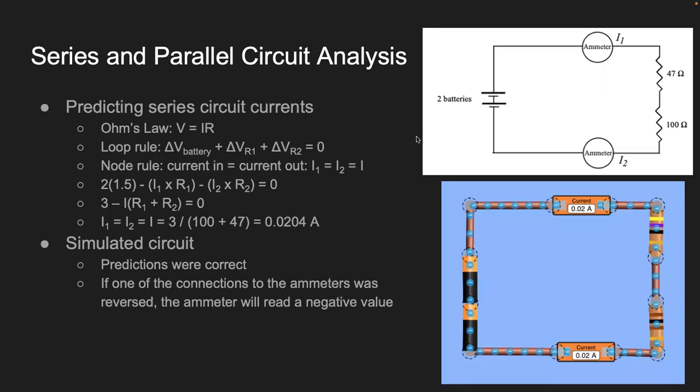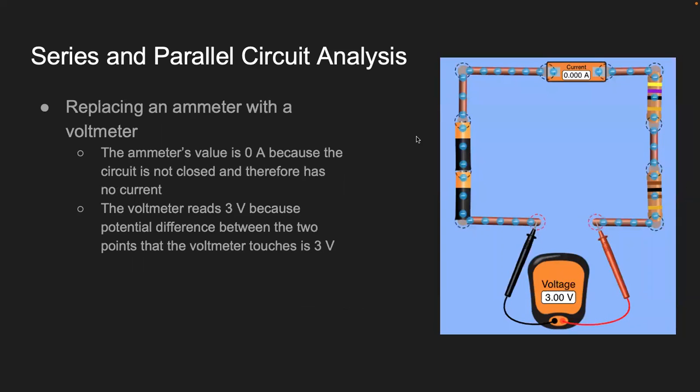We're first tasked to predict the values of I1 and I2 in the following series circuit. Using Ohm's law, the loop rule, and the node rule, we found that I1 and I2 were both equal to 0.0204 amps. After creating the simulated circuit in the Colorado circuit construction kit, we found that our predictions were correct. It's also worth noting that if one of the connections to the ammeters was reversed, the ammeter will read a negative value.